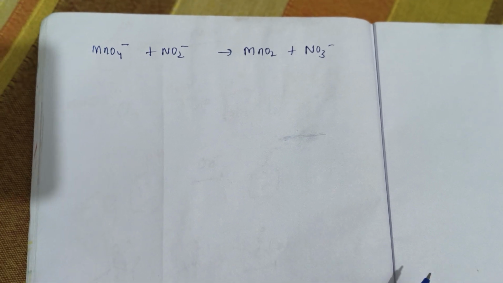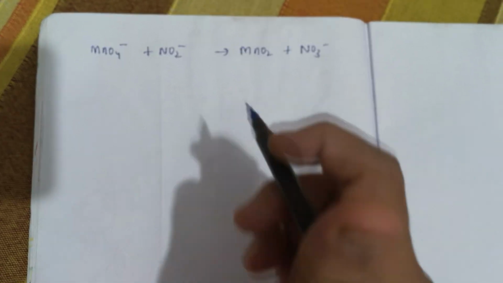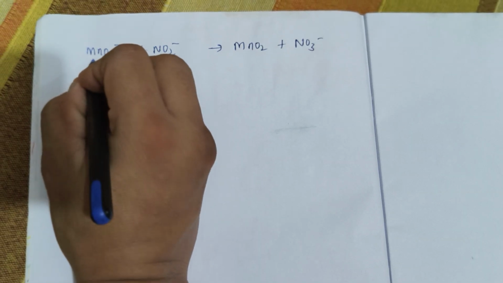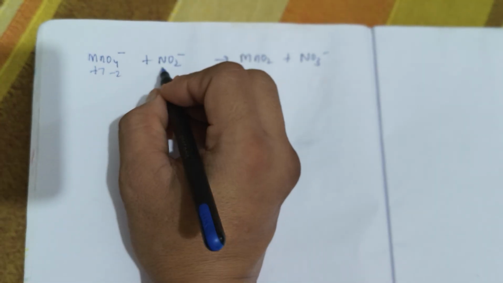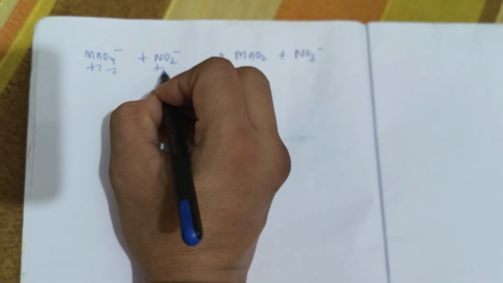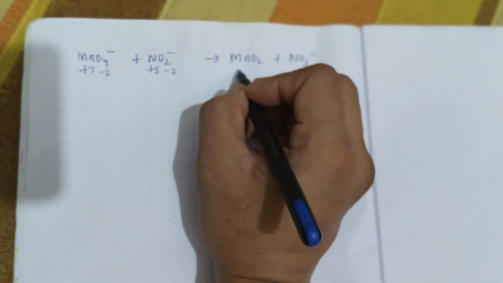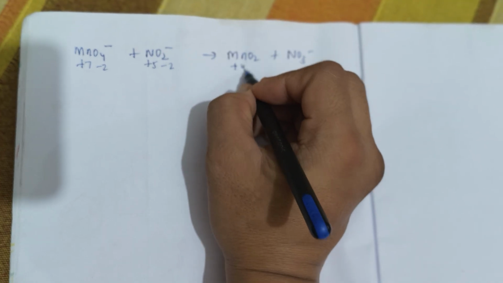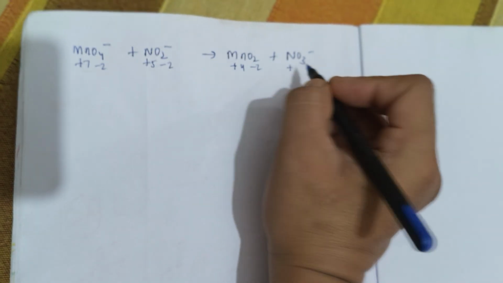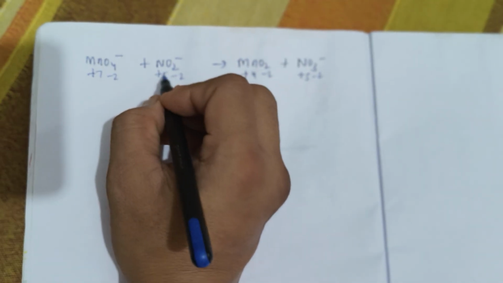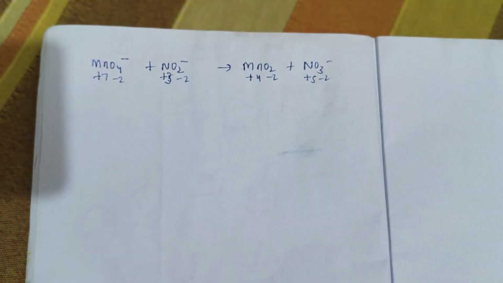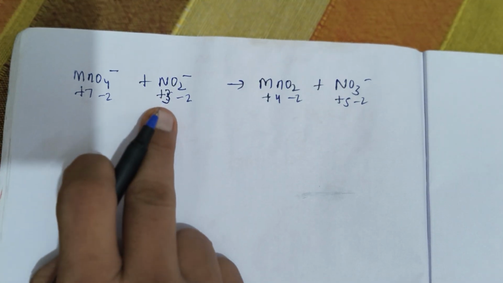So let's learn how to balance the following reaction by the oxidation number method. For this, we have to find the oxidation state of Mn and oxygen, then nitrogen, again oxygen. Here for Mn, for oxygen, for Mn and oxygen. Here it will be plus 3.